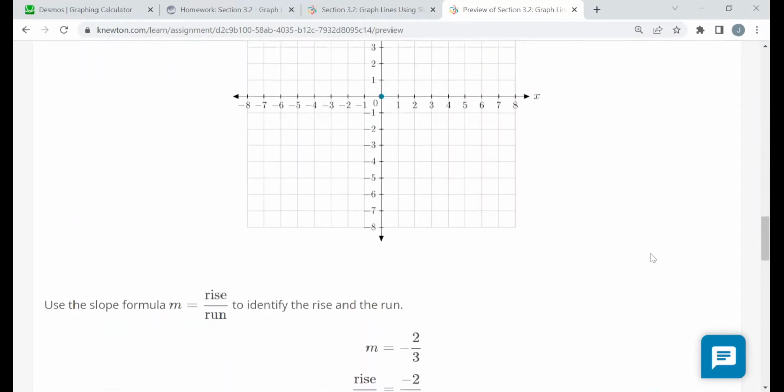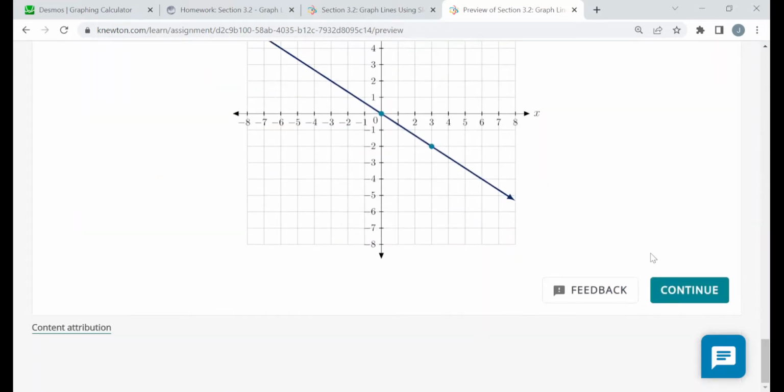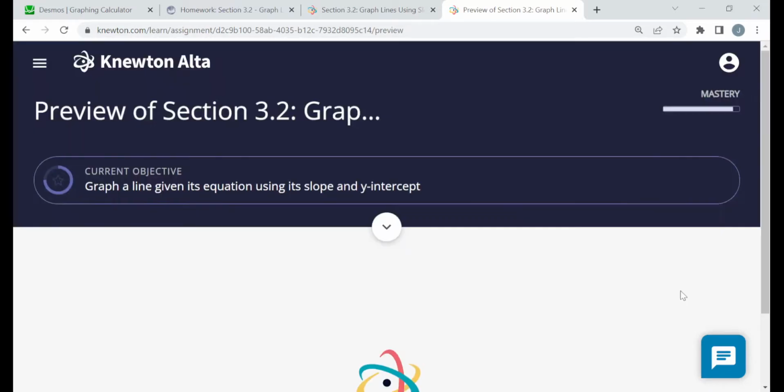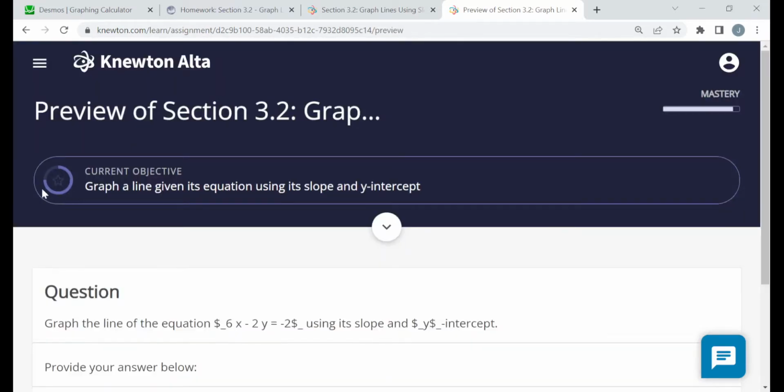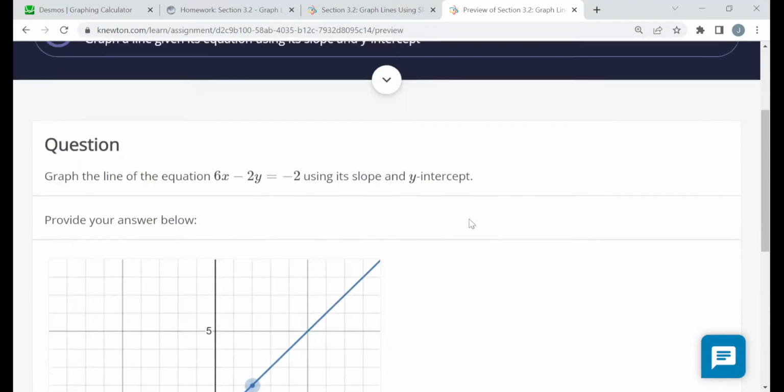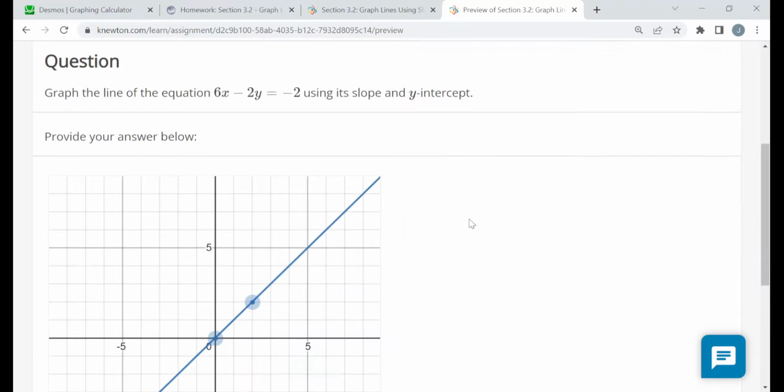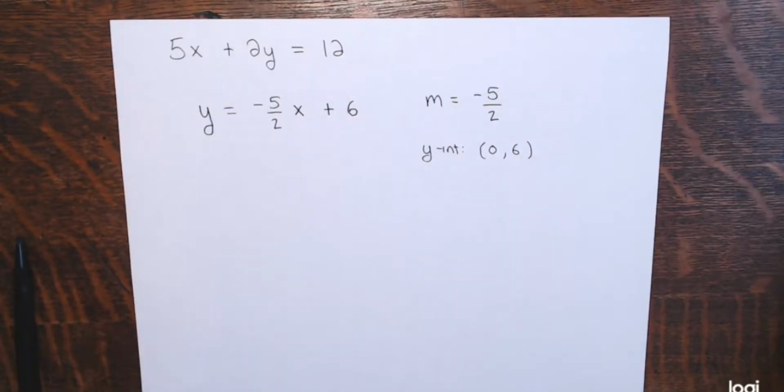All right, and then I should have just one more of these left. Typically, if you're doing things correctly, you'll only have to do 4 questions to complete an objective. All right, now this one, this is not in slope-intercept form, so one last time I'm going to go to the paper and put it in slope-intercept form, and then we'll graph.